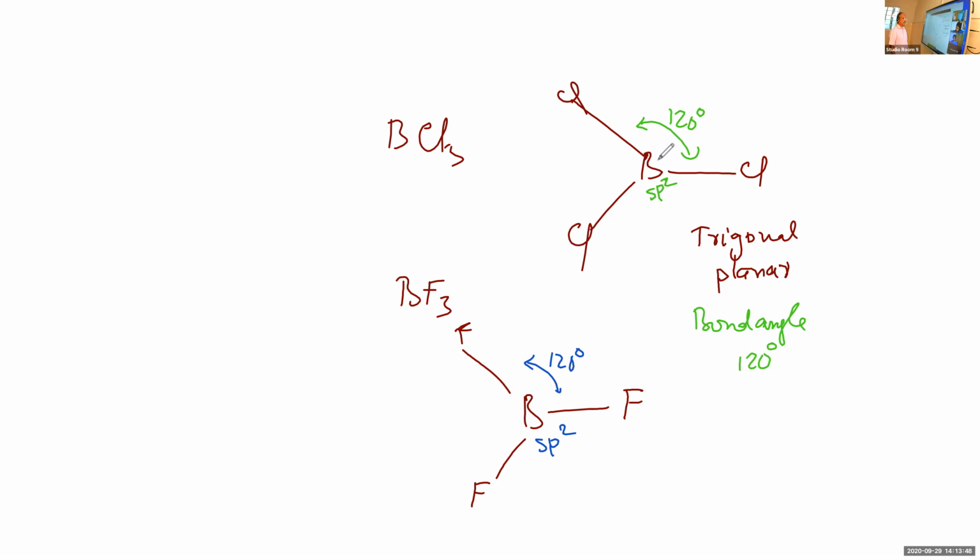So in BCl3, BF3, then ethene, in all these, there is sp2 hybridization. Okay. Now, let us go to the last one, and it is the sp hybridization. Now, you can easily say what the sp hybridization is.